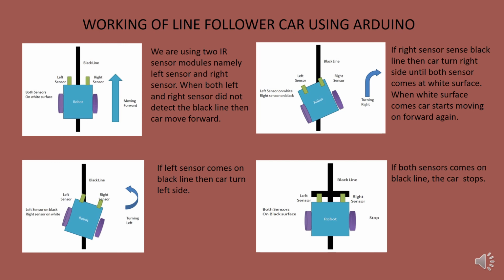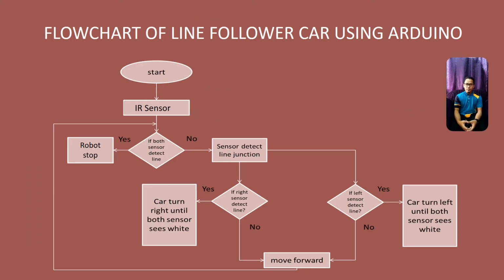And if both sensors come on the black line, the car will automatically stop. Next, it is about the flowchart of the line follower car using the Arduino. We will start with the start.